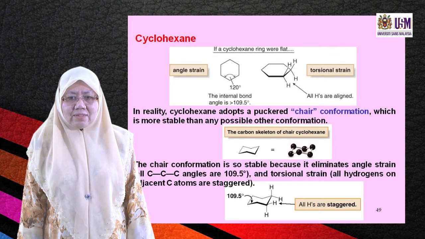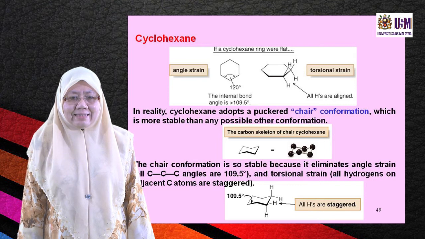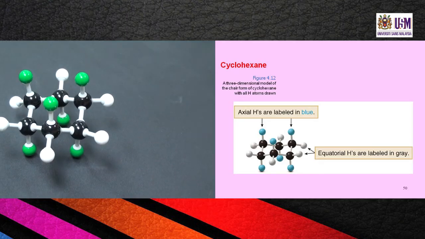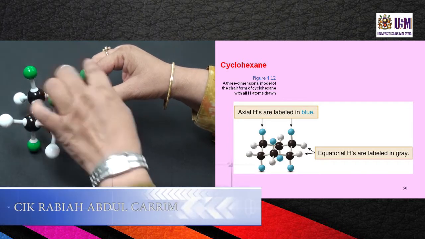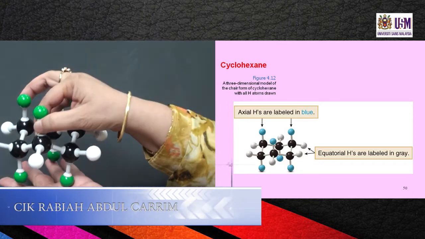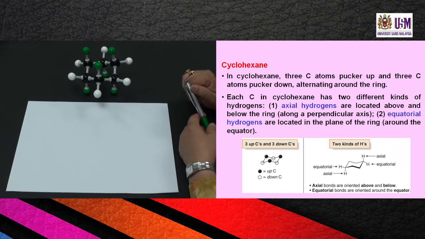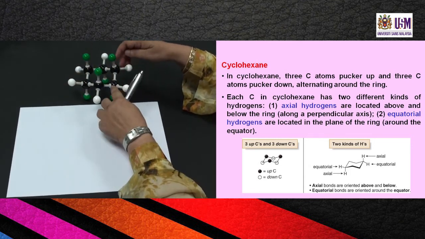The chair conformation is so stable because it eliminates angle strain, as the carbon-carbon angles are all 109.5, and it also eliminates torsional strain, because all the hydrogens on adjacent carbon atoms are staggered to each other, as seen in the diagram. This is the model of a cyclohexane. We can see all the axial bonds are in green. There are 1, 2, 3 axial bonds on top, and there are 1, 2, 3 axial bonds going down. And in cyclohexane, 3 carbons pucker up, 1, 2, 3, and three carbons buckle down.